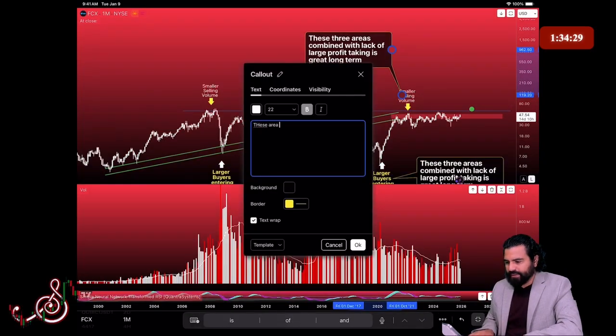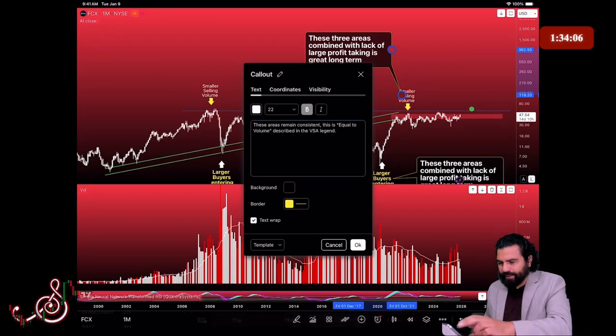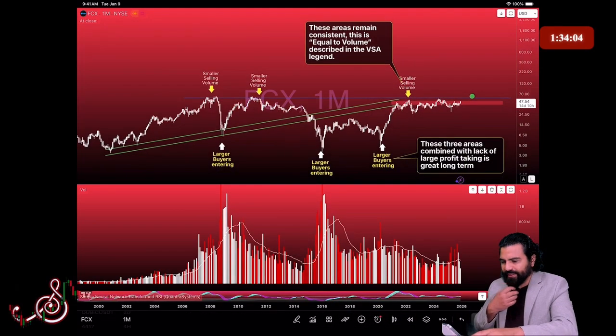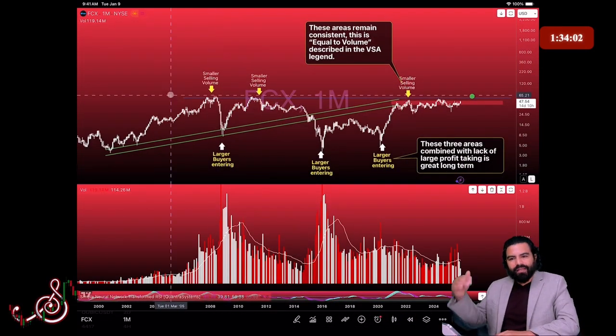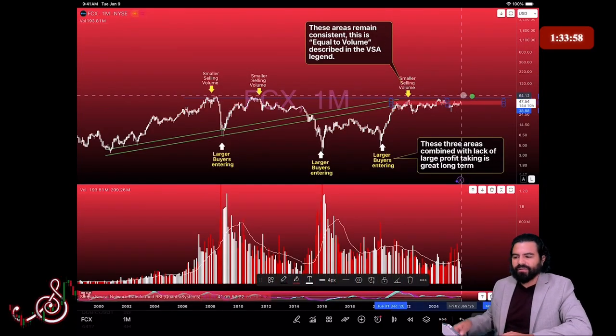These areas remain consistent. This is equal to volume in the legend that I give you guys. This is equal to volume described in the VSA legend. Okay, you guys remember the VSA legend? It's the one where I talk about absorption of supply in a volume zone block, and I write 1, 2, 3, and that's the symbols. They're equal to.